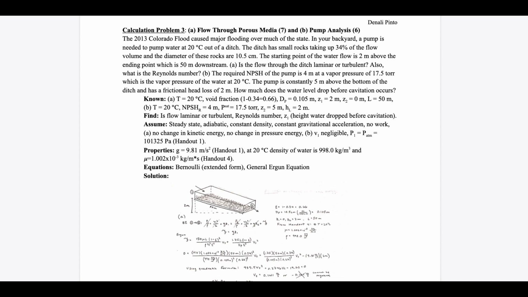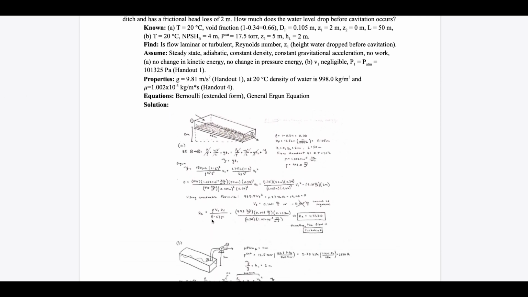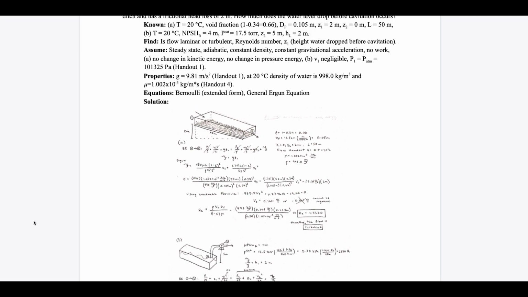Then, the Ergun equation was used, as well as the equation for Reynolds number. It was assumed that the water was flowing at steady state and that the system was adiabatic with constant density. There was no change in kinetic or pressure energy and no work. At the given temperature, the properties for the density of water and viscosity of water were found. With the Ergun equation, the superficial velocity was calculated, and from there, the Reynolds number was calculated and the flow was determined to be turbulent.